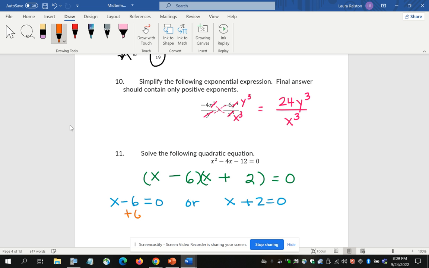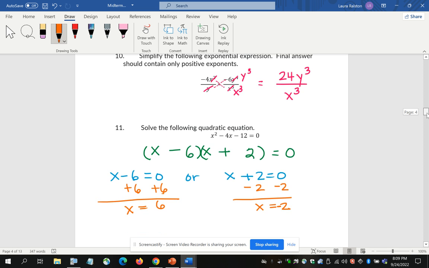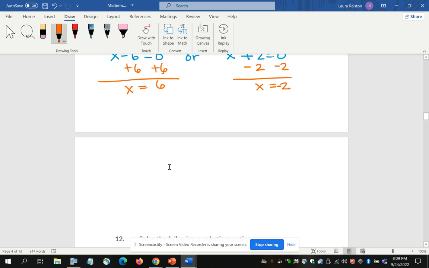So I'm going to add 6, add 6, so x equals 6. For the other one, I subtract 2 from either side, so x is -2. So the two answers, and I should have 2 because the highest exponent is 2, are 6 and -2.